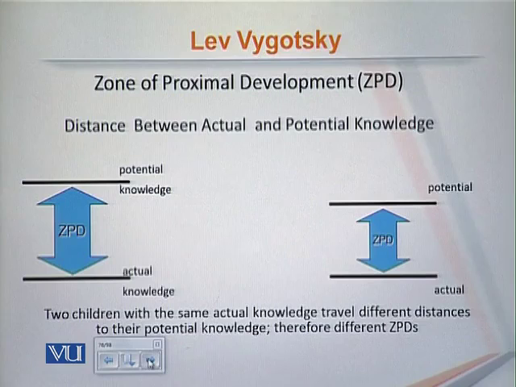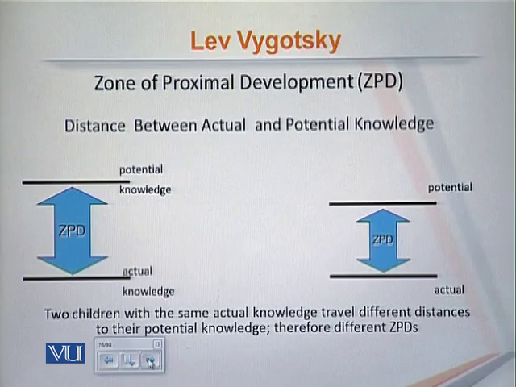Now what you see on the slide is actual knowledge, which is what the child knows, has, can do. Then you see potential knowledge is what a child could do provided he got the help, the assistance, the guidance from the teacher or some other adult. Now the two diagrams on the left and the right of the screen are not the same. Okay? The one on the left has a larger amount of distance between the actual and potential, while the one on the right has a much lesser distance between the actual and the potential. What does that mean? That simply means that the zones of proximal development for two individuals are not the same.